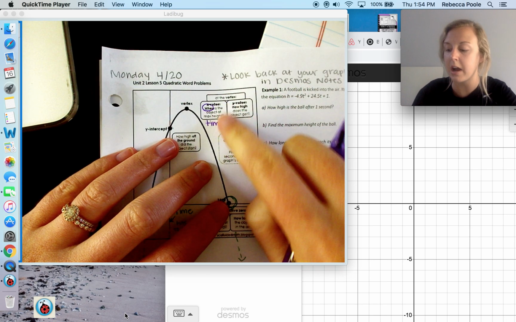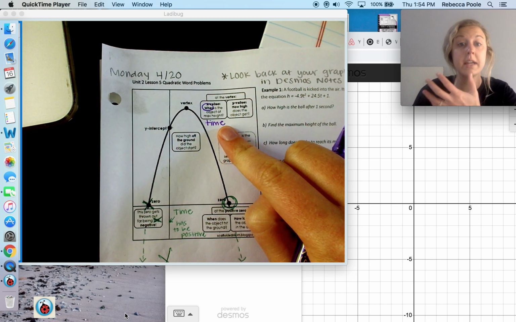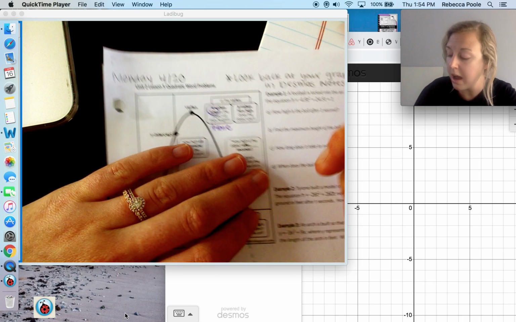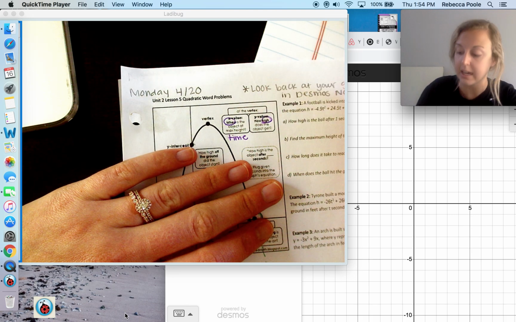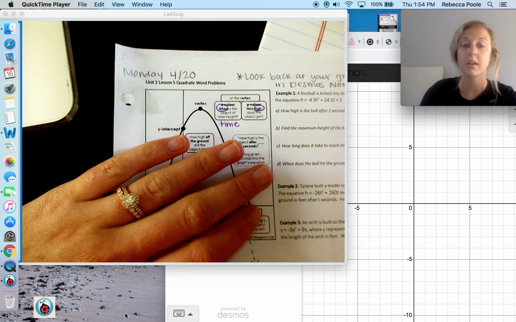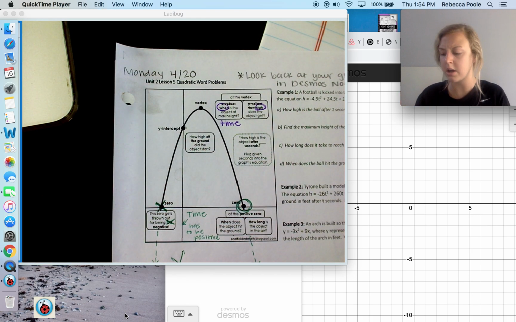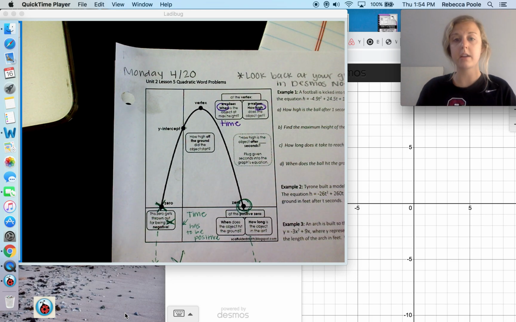All right, the x value is the time. When is it at its max height? The y value is the actual height, how high it gets, okay? You know that already though. You know how to find the vertex. I think we're good to go ahead and get started, okay?